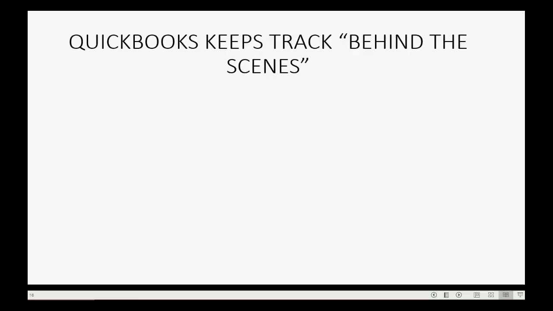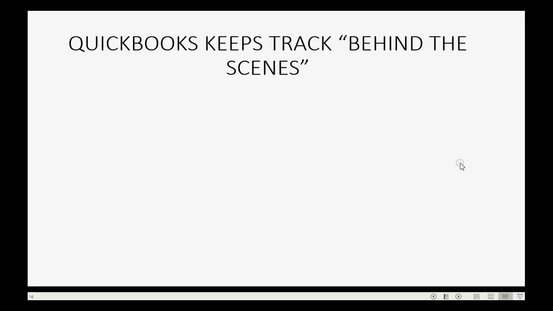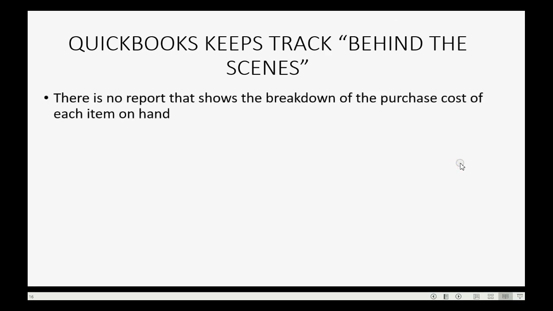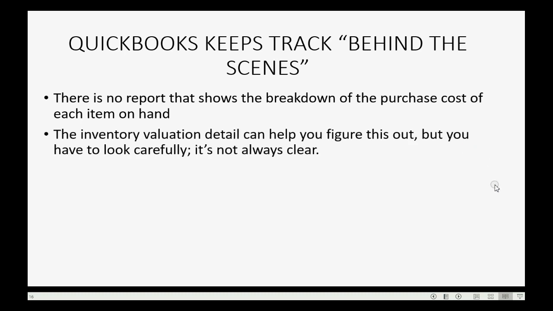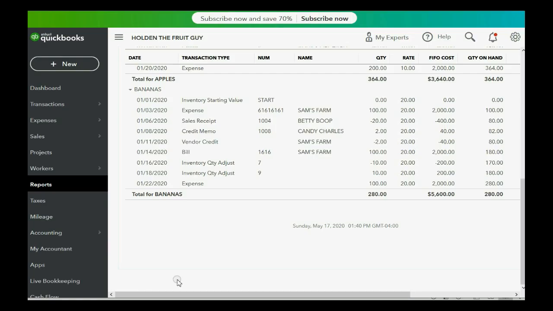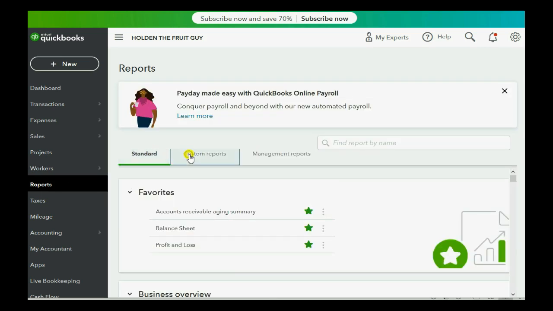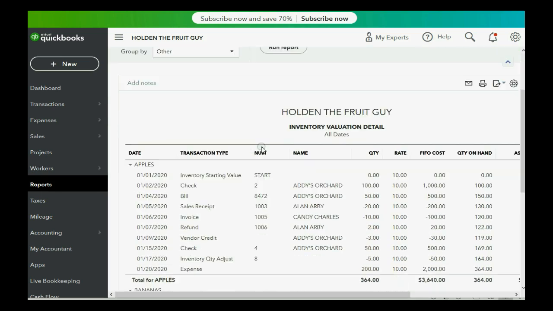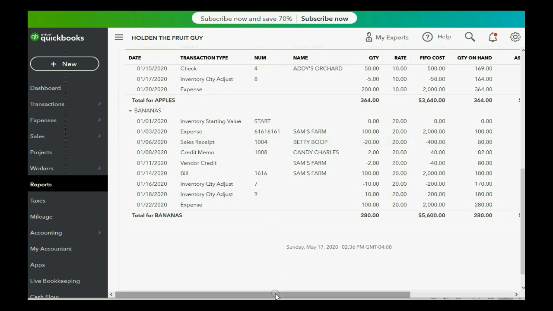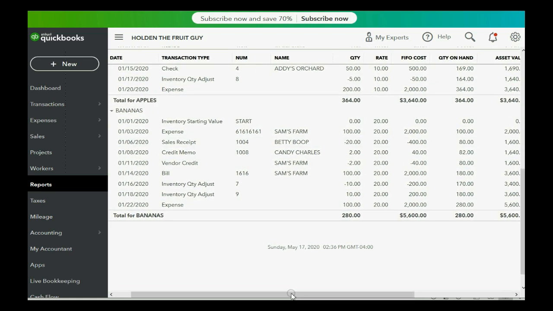QuickBooks Online is keeping track of these numbers behind the scenes. There is no report that shows the breakdown of the purchase cost of each item on hand. The inventory valuation detail can help you figure this out, but you have to look carefully at it. It's not always clear. So if we go now to QuickBooks Online and we go Reports, Inventory Valuation Detail, let's scroll down to bananas. And let's use bananas for our real life example.